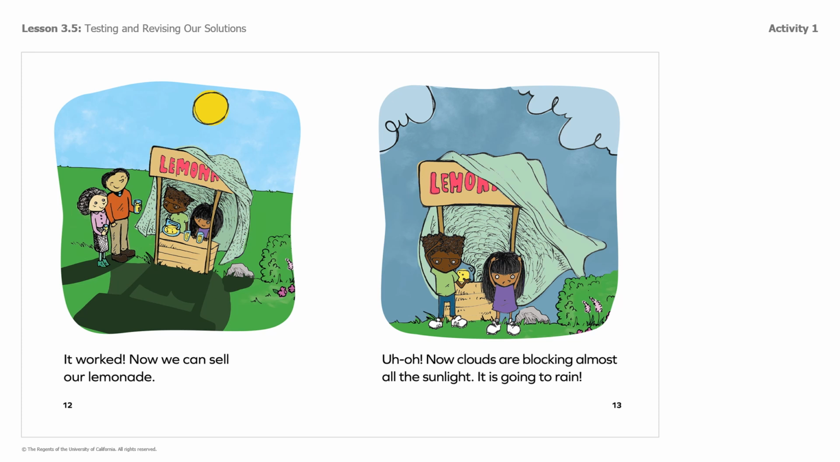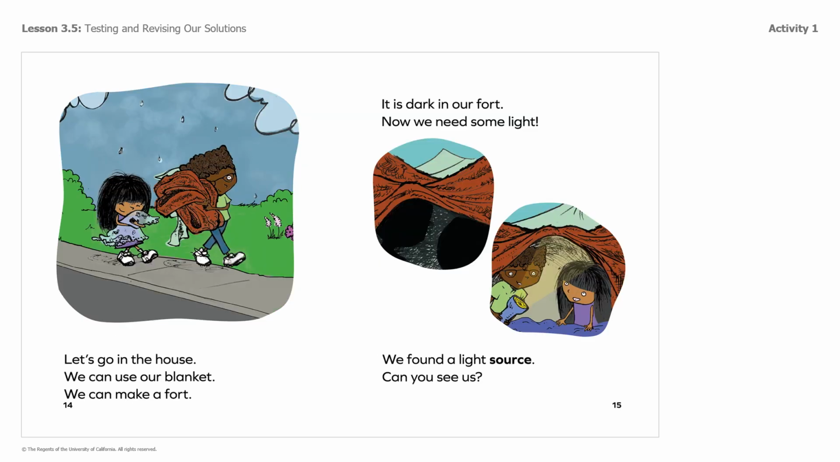It worked. Now we can sell our lemonade. Uh-oh, now clouds are blocking almost all the sunlight. It's going to rain. Let's go inside the house. We can use our blanket. We can make a fort. It is dark in our fort. Now we need some light.